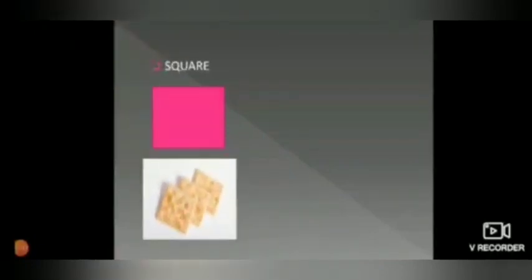Have you ever eaten a crackjack biscuit? Have you observed its shape? Which shape does it have? Yes, it is in square shape. And the other biscuits are also in rectangular shape.